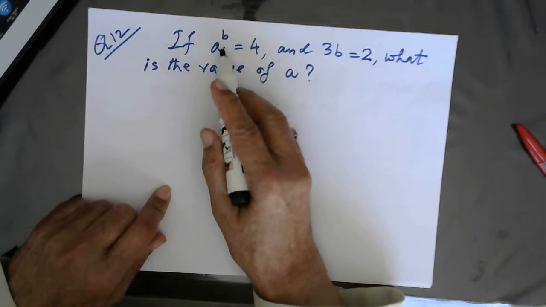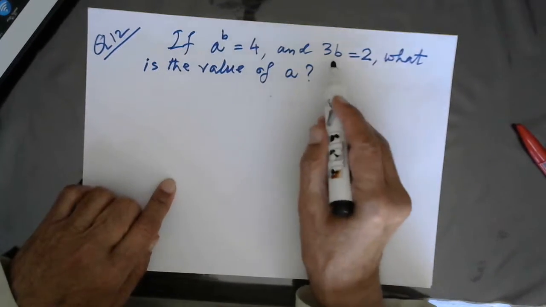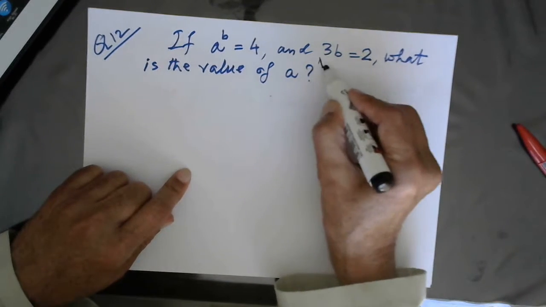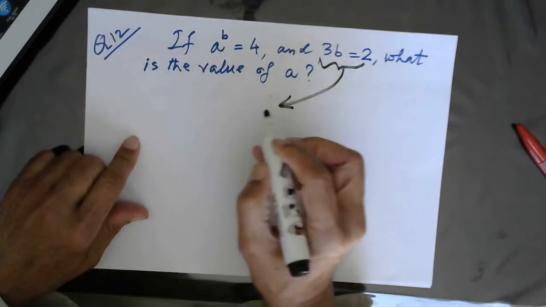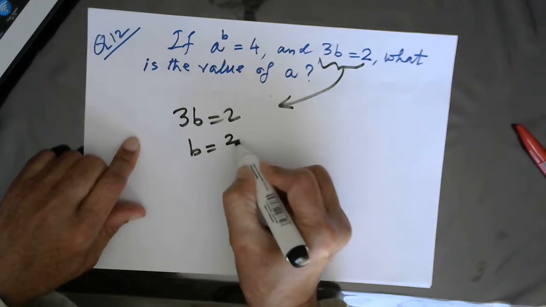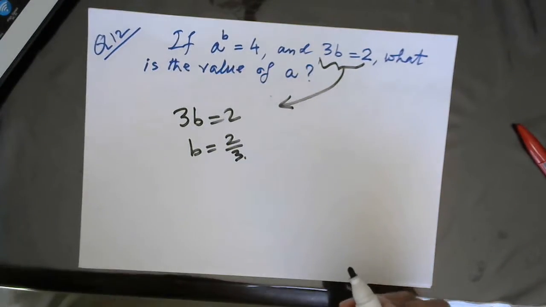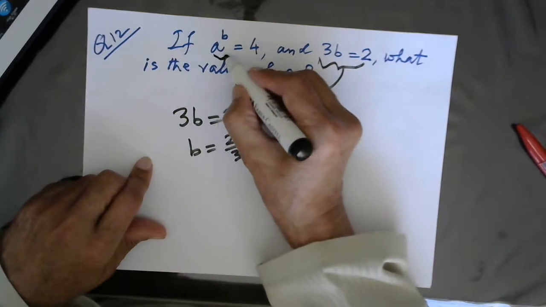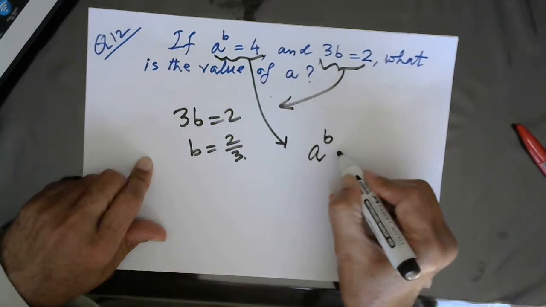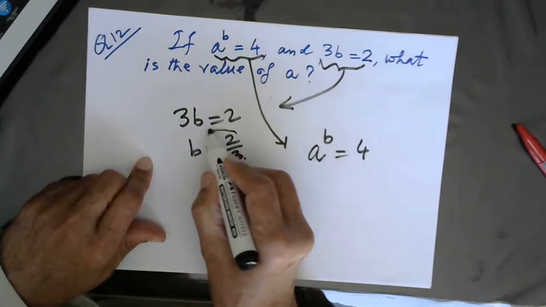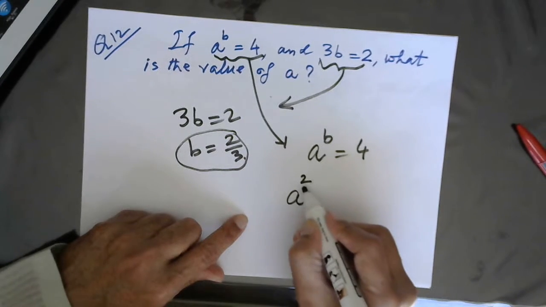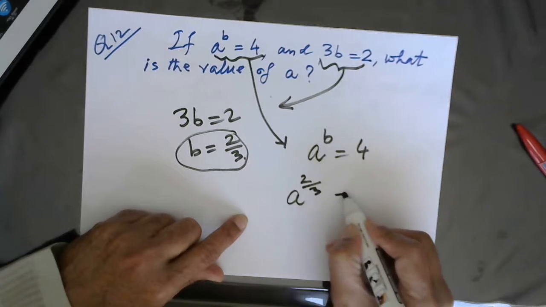Number 12. If a to the power b is equal to 4 and 3b is equal to 2, what is the value of a? Well, if 3b is equal to 2, can I say b is equal to 2 by 3? Okay. So what do we have? We have a to the power b is equal to 4. But we have found b to be equal to 2 by 3. So I've got a to the power 2 by 3 is equal to 4.